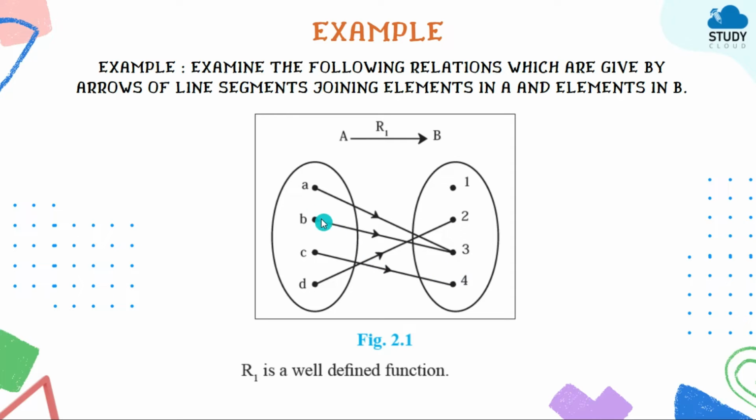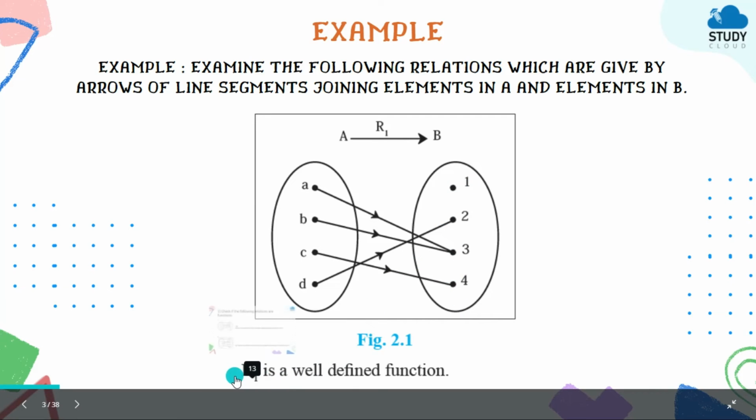Let us see. a is associated to 3. b is also associated to 3. See, both are associated to only and exactly one element. c is associated with 4 and d with 2. So, every element of A is associated with an element of B. Thus, R1 is a well-defined function.